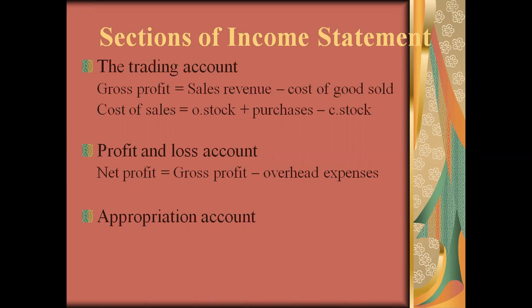All right. So now in appropriation account, what do we get now? First, see it. Let me tell you what do we get from here. From trading account we get gross profit, right? From profit and loss account we get net profit, or the profit for the year. And from appropriation account we get retained profit.